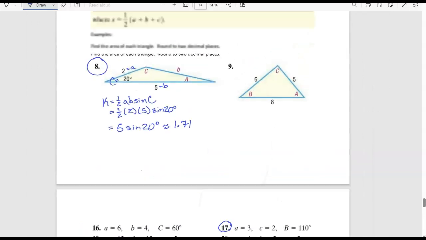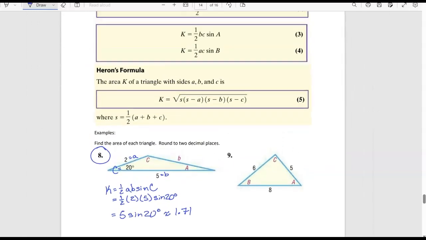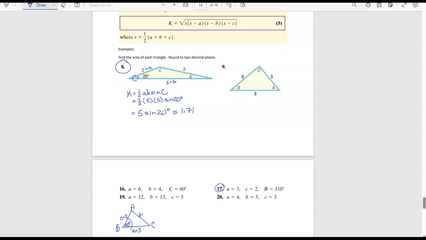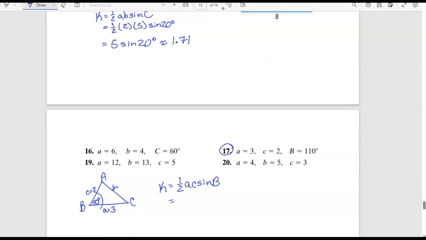So I'm going to go back to my formulas. I know sine of B. So there's my formula that I'm using. Let's substitute in what we know. A is 3, C is 2, and we're looking for the sine of 110 degrees. So 1/2 times 3 times 2 is going to be 3.